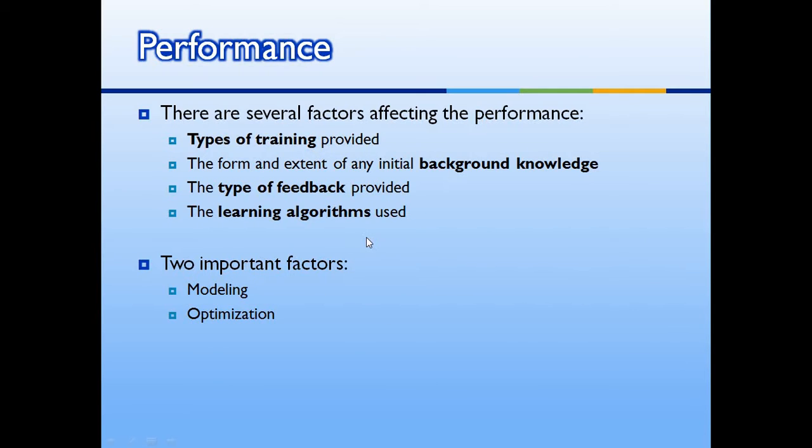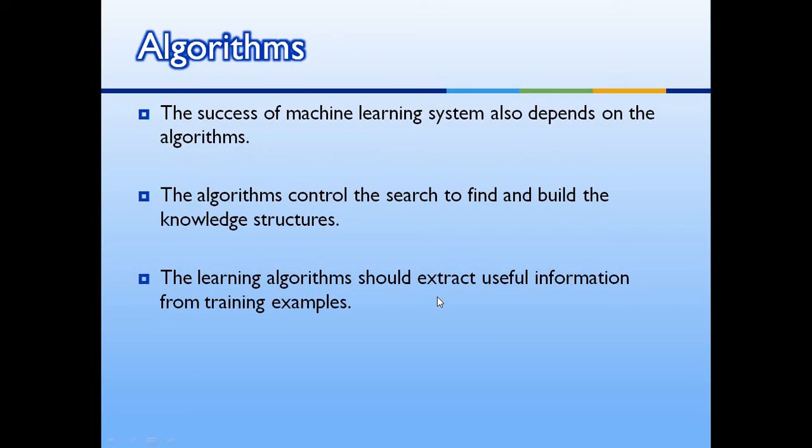Now there are two important factors. First is modeling, second is optimization. The success of a machine learning system also depends on the algorithm which we are using. In the particular case, the algorithm controls the search to find and build the knowledge structure. The learning algorithm should extract useful information from the training sample.